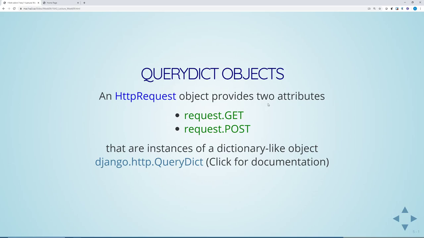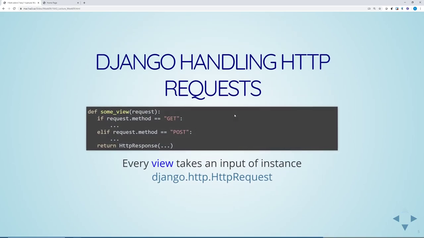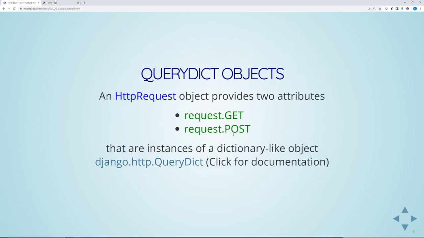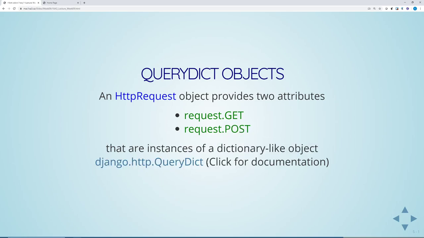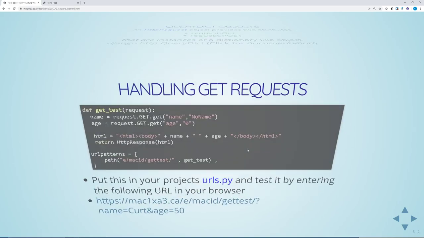There are two attributes that you can access here, GET and POST. You should generally check which method the request is, and then depending on which method it is, you'll have access to .GET or .POST, which are basically dictionaries that you can use just like dictionaries. They're technically this QueryDict object, and you can take a look at the Django documentation on it, but you can use them just like dictionaries for the most part.